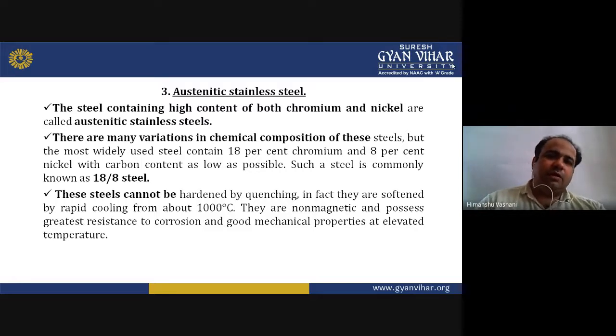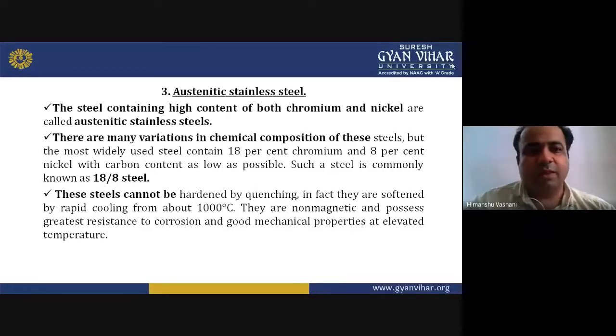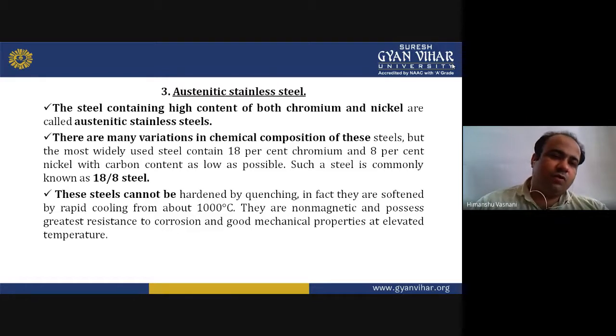Now, in the chemical composition of these steels, the most widely used steel contains 18% chromium and 8% nickel, with carbon content as low as possible. I repeat once again, the most widely used steel contains 18% chromium and 8% nickel with carbon content as low as possible. And such a steel is commonly known as 18/8 steel. This is an example of a steel containing high content of chromium and nickel, that is, 18/8 steel.